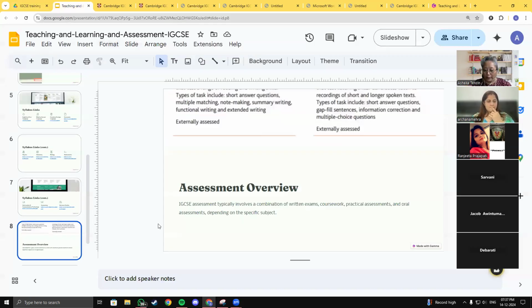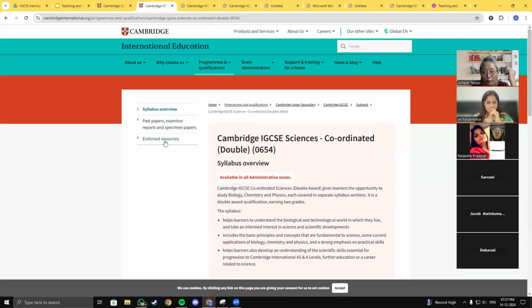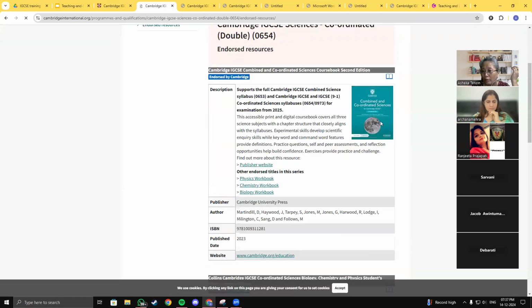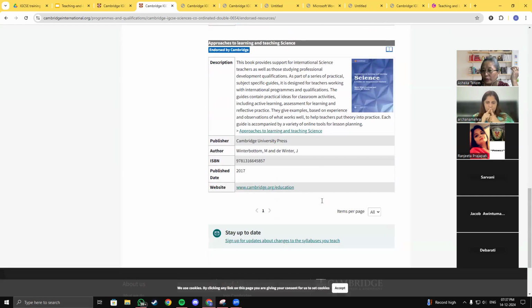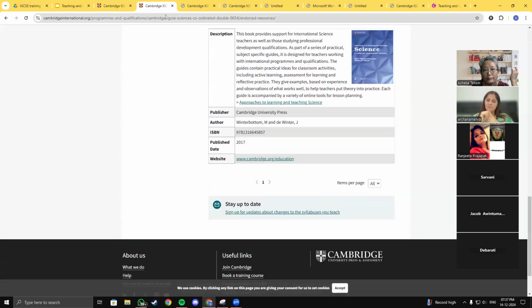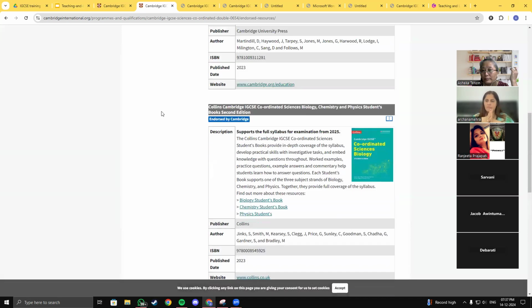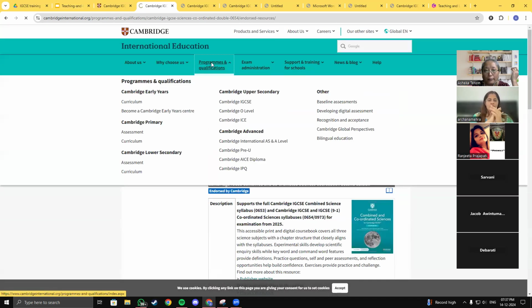So that was about the assessment overview. And I told you, if you go on the Cambridge website itself, when you click on endorsed resources, there are a lot of resources, books and everything. And you can order these resources through a book vendor. Ma'am, for primary section also, the resources will be there for math, sciences, and language? Yes.